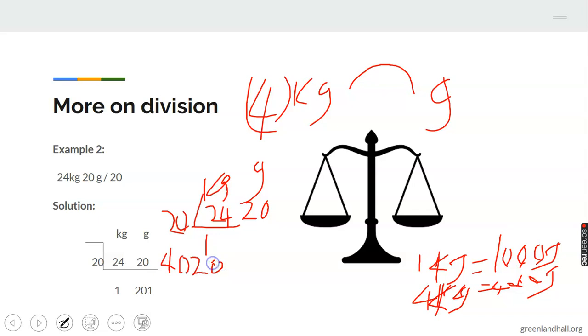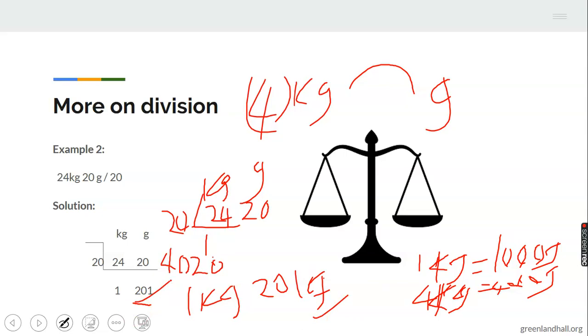Okay. Now 4020 divided by 20. So what do we get? You have our 201. So 20 in 4020 is what? 201. So our answer is 1 kg, 201 gram. Are we okay with that? Good. Okay, let's quickly go to the next slide because we have a lot of things to do.